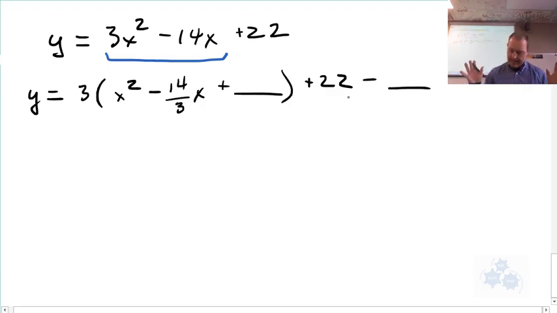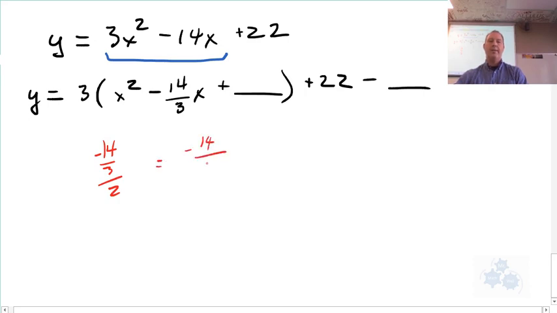Okay. This is not a huge deal, except we have to figure out what negative 14 over 3 divided by 2 is. What is that? That is negative 14 over what? It's over 6. Now, can you reduce this? It might be easier on you to reduce this. So would that be negative 7 over 3? So that's half of this b term.